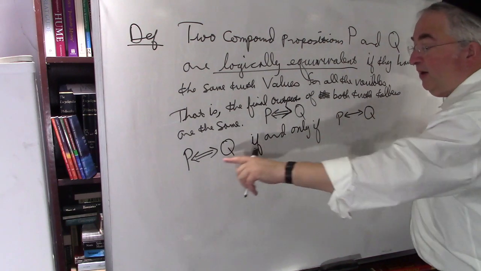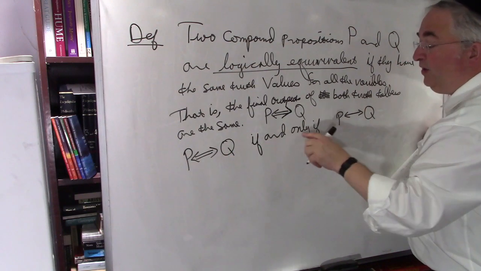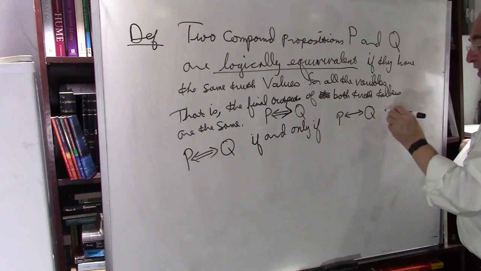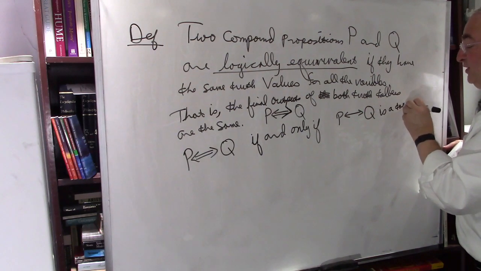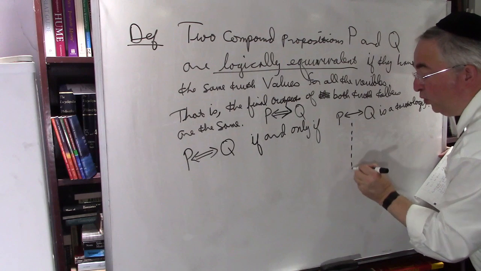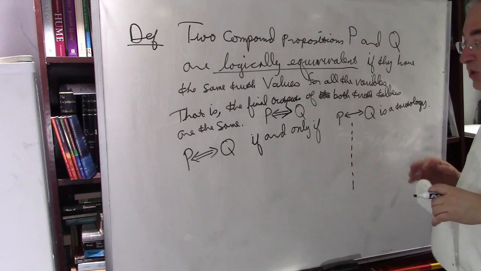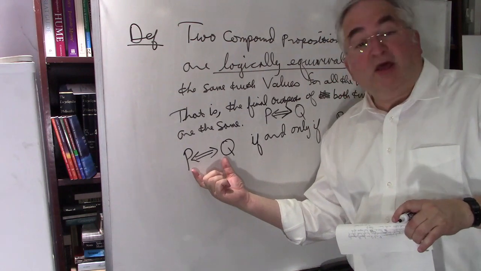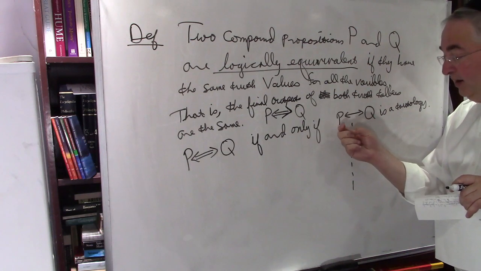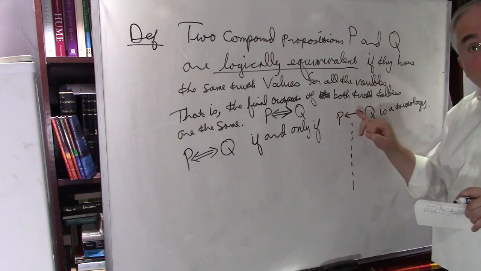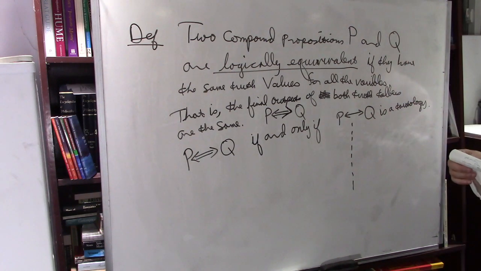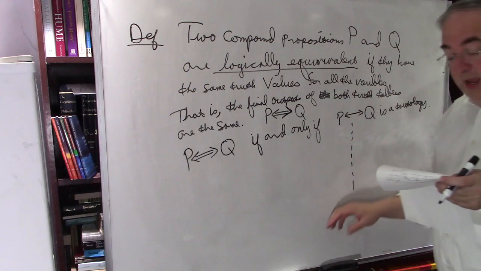Okay, so hold on. P is logically equivalent to Q if and only if P double arrow Q, the biconditional, is a tautology. What does tautology mean? There's always going to be ones down there. So what does it mean to say that these two statements have the same truth table? It means if you make a truth table and here you have this and here you have that, and you use that line which says they're the same, you're going to get all ones, which is a way of saying it's a tautology.